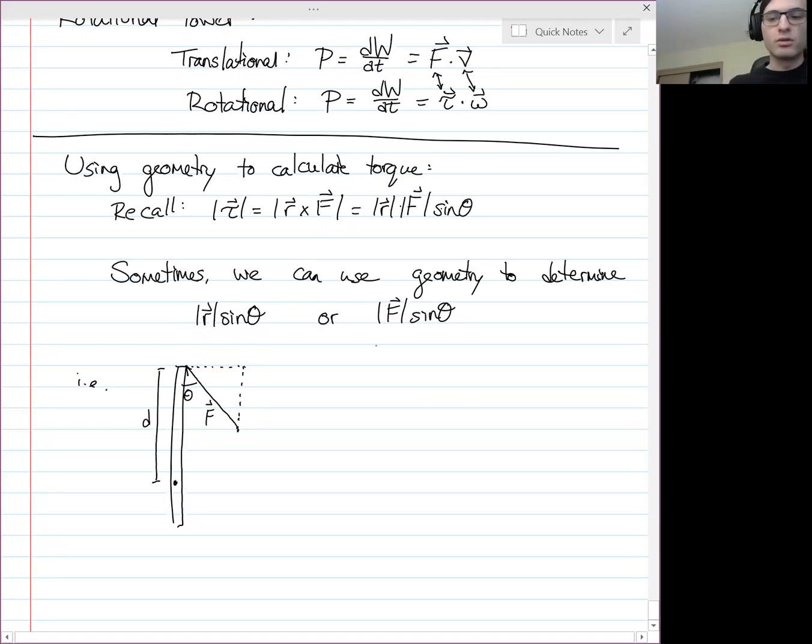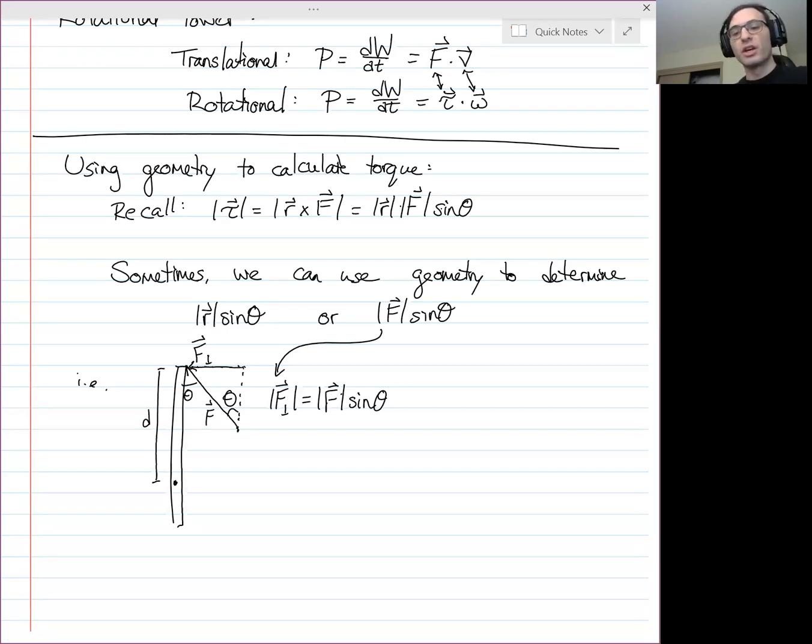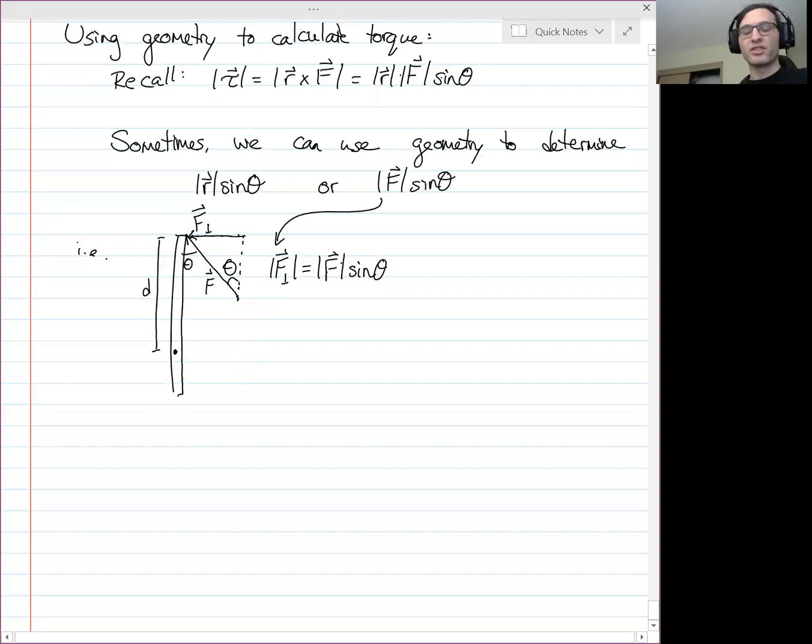We can compute f sine theta pretty explicitly. F perpendicular is just f sine theta, and that's just this length here. So you can just explicitly use trig to find f perpendicular, and then multiply that by d, rather than finding the full vector f and then taking the cross product, or similarly finding the magnitude of f. Say you already know f perpendicular. This one doesn't show up a whole lot, but I'm kind of obligated to show you how that one works.